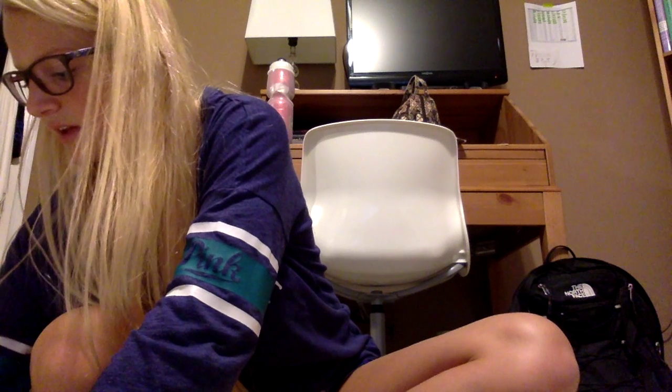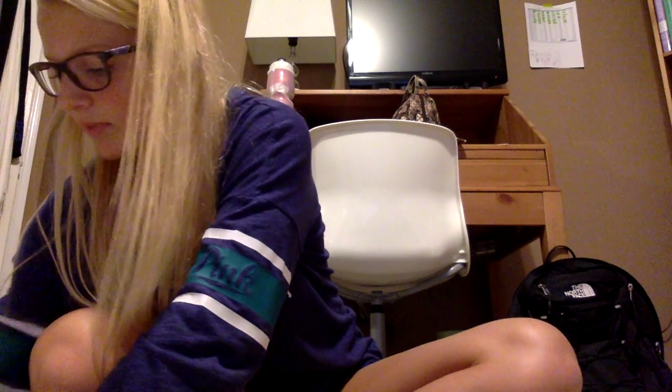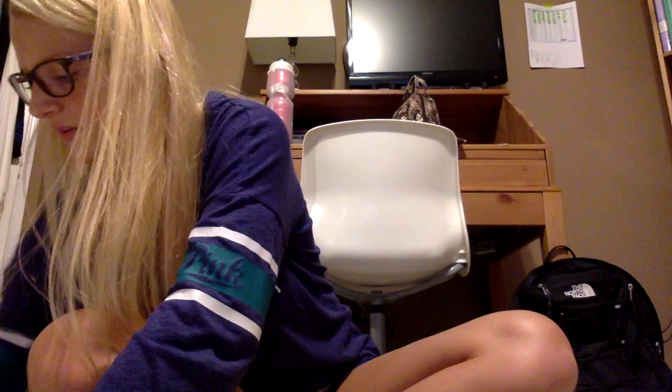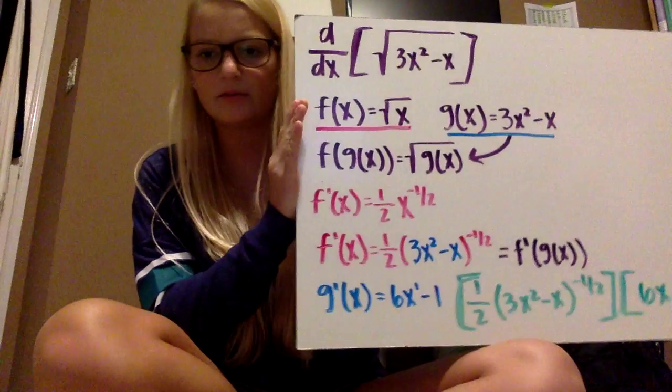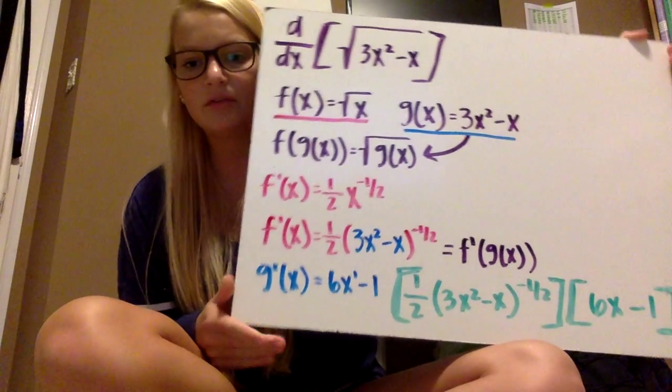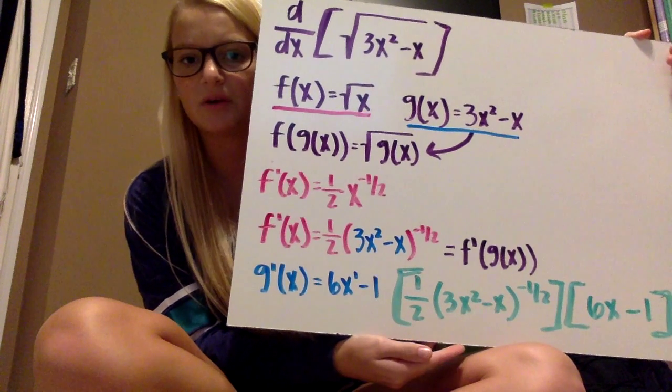So then for your final answer, and here I'll write it in green, you're going to have 1/2 times 3x squared minus x, all to the negative 1/2, and be careful when you're rewriting it, that way you don't make stupid rewriting errors and get points off. So then for this one, your final answer is going to be 1/2 times 3x squared minus x all to the negative 1/2 times 6x minus 1.